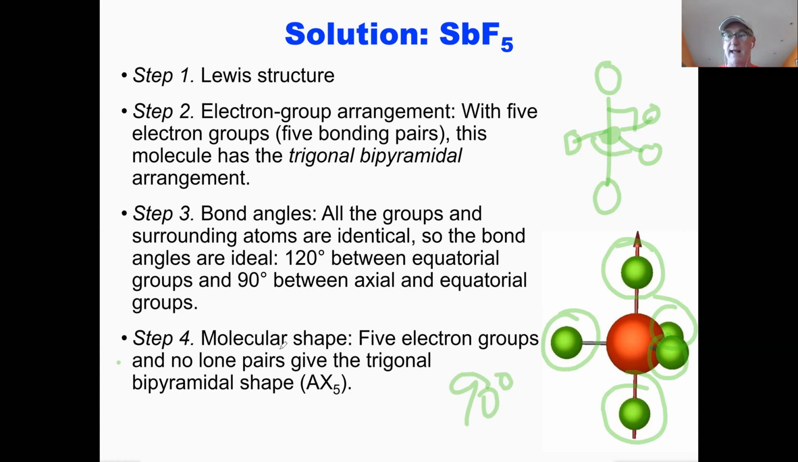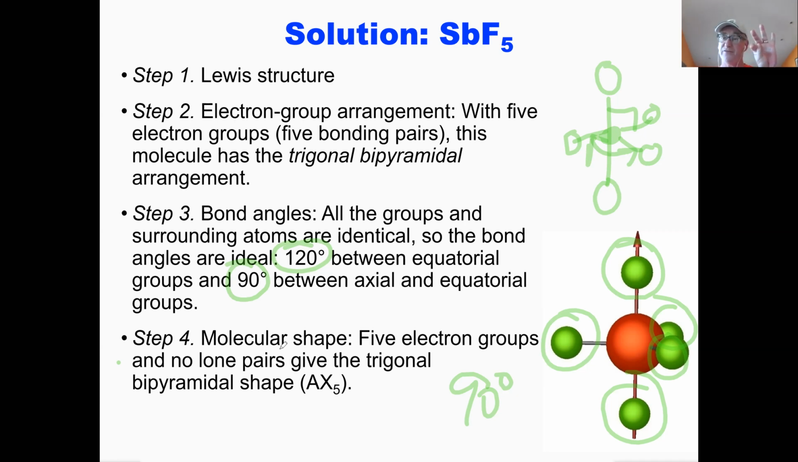And what is the bond angle of the equatorial going to be? 120. It's going to be exactly as predicted. So we'll have 120 between the equatorial groups and 90 between axial and equatorial. It'll look exactly like it would be predicted because it's completely symmetrical in every way. Is everyone clear on that? Because it's symmetrical, it looks like the predicted shape.